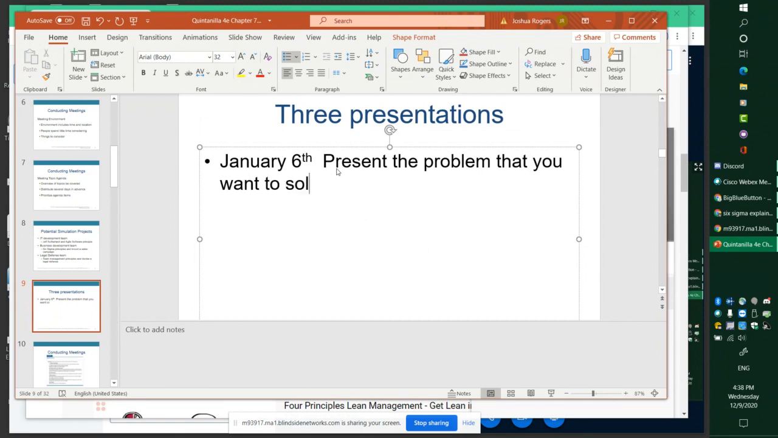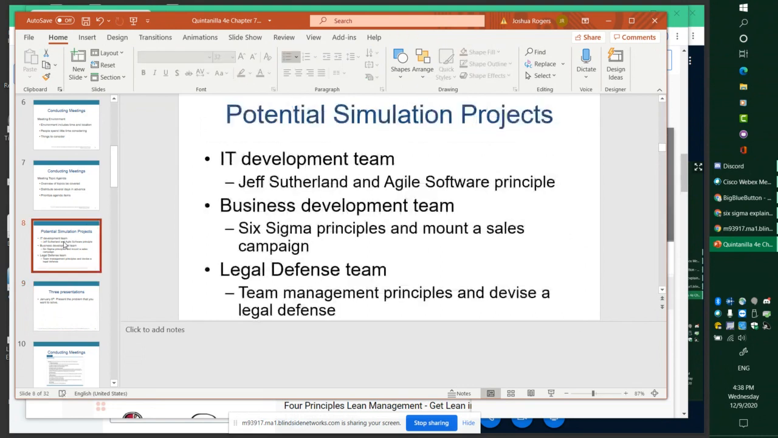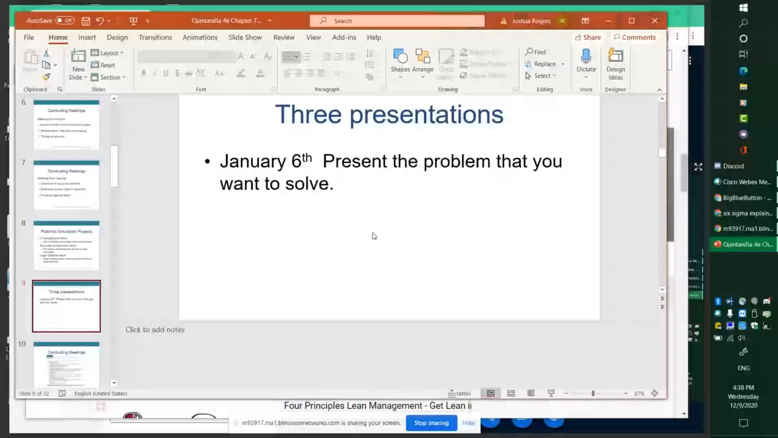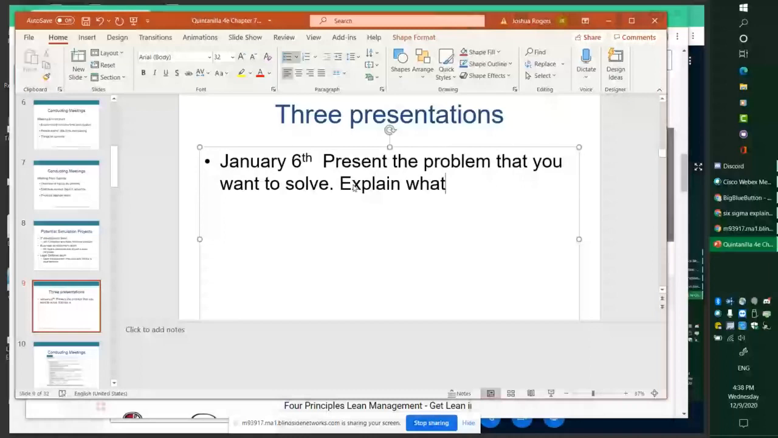Y'all have to research together, find a real world problem, and identify in that particular realm that you chose, right? For IT, a software problem that can be fixed. In business, a product that manufacturers put on sale and get to customers. And then in law defense, you have a case or a legal problem that needs a solution. So you're going to present the problem that you want to solve and explain what it is, and its impact.